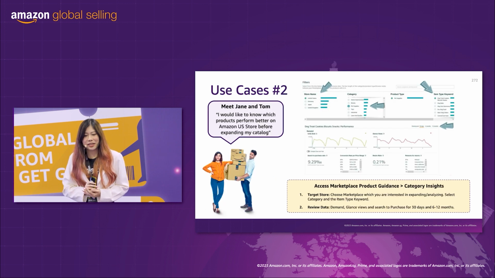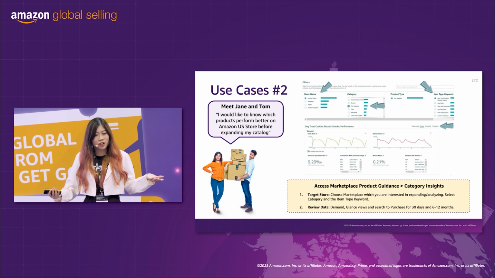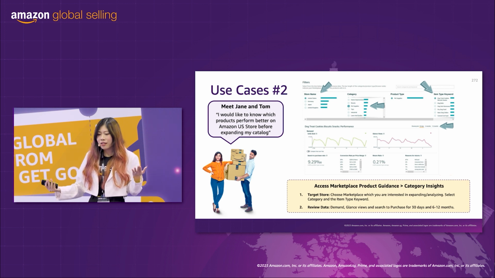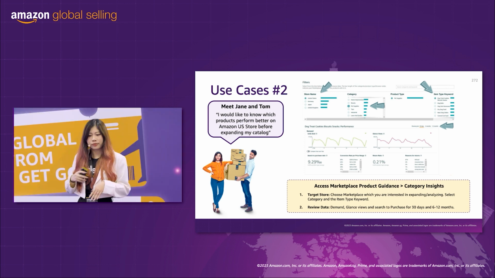Okay, then the next one would be, let's say I want to know which products do well on the US store because I want to expand my catalog. I'll recommend you to use the category insights to shortlist your categories, like I mentioned, all the way at the top. So this is how you can do it. Select the store that you want to expand into or you want to sell and review the data below.